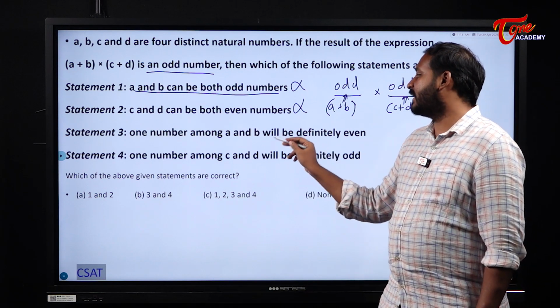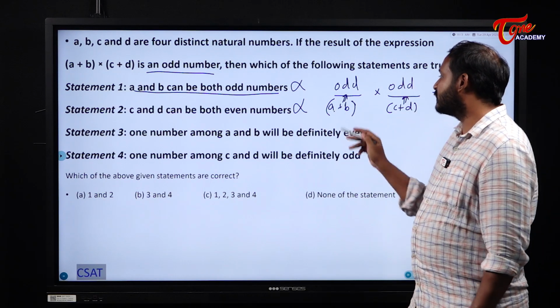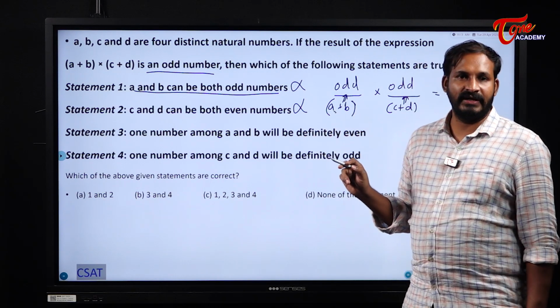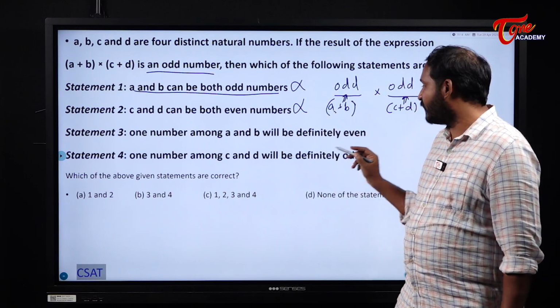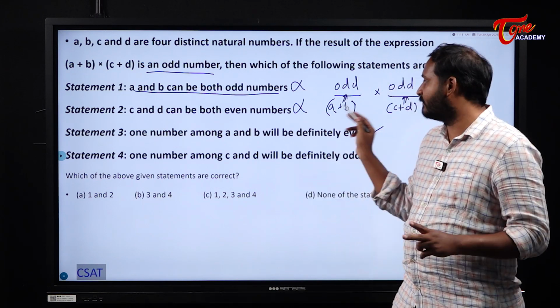One number among A and B will be definitely even. Yes. Why? Because both odd is not possible. Definitely one should be odd and one should be even. Then only the sum will become odd. So one number among A and B will be definitely even. That is correct. One should be even and one should be odd. Then only their sum will become odd.